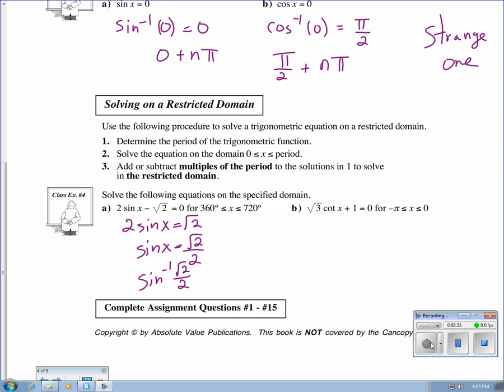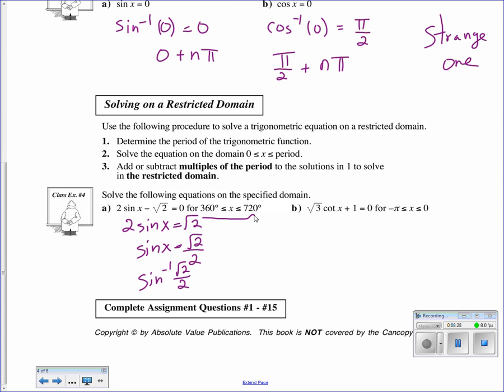I'm looking for a restricted domain. I'm only going from 360 to 720. And when I go inverse sine of root 2 over 2, I actually get x to be 45 degrees. Well, 45 degrees occurs in quadrant number 1 and also in quadrant number 2, but I have to be greater than 360. So I'm going to have answers that are 360 plus 45. So that's 405. Can I add another 360 to that?